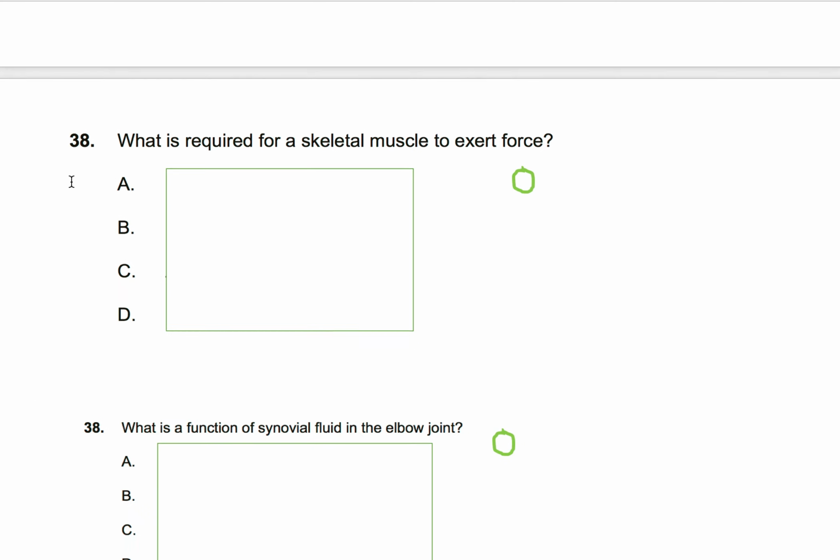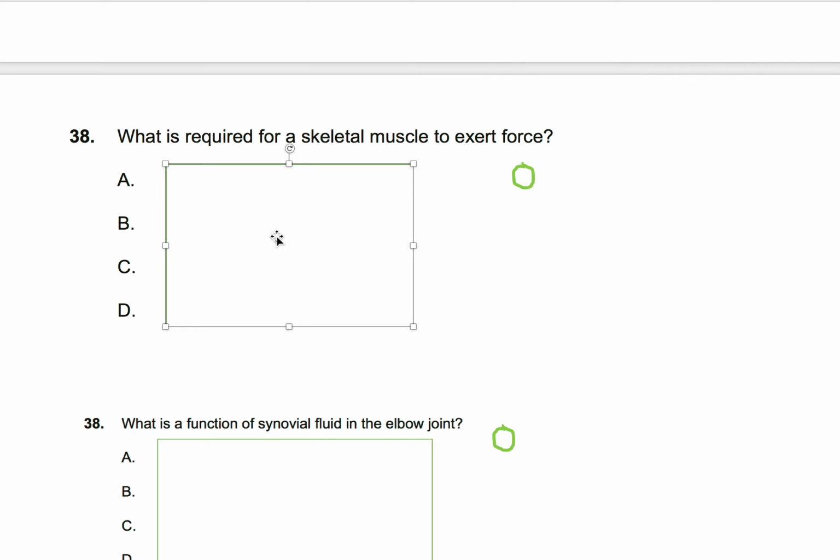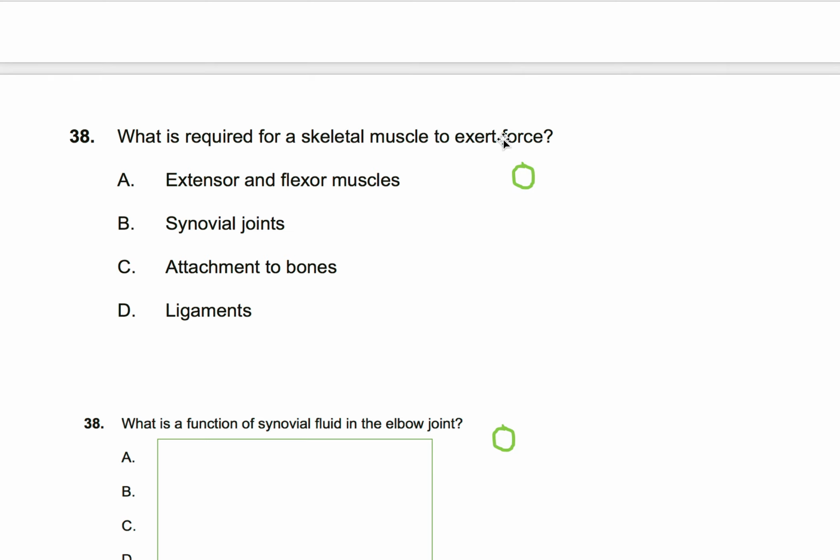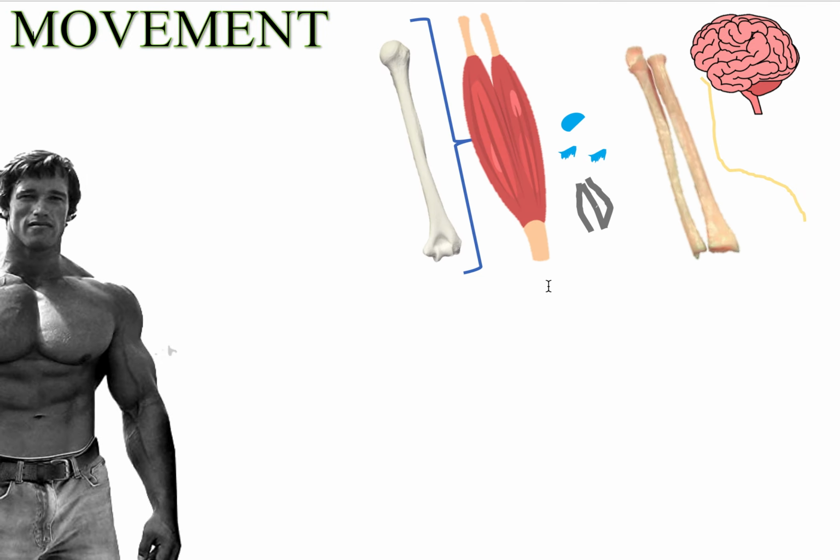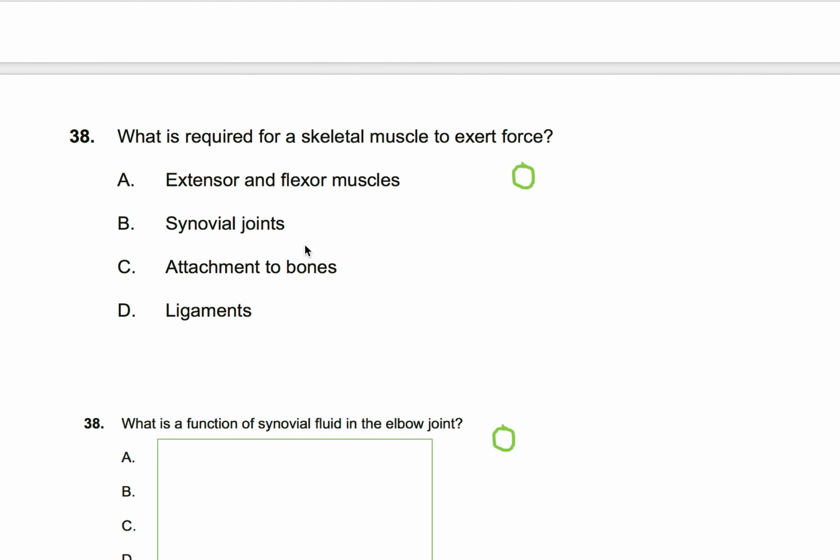Okay, so what is required for a skeletal muscle to exert force? What does exert force mean? Exert force means to make movement, okay? So, let's look at this. Extensor and flexor muscles. Okay, let's see if this is true. You need extensor and flexor muscles to exert force.